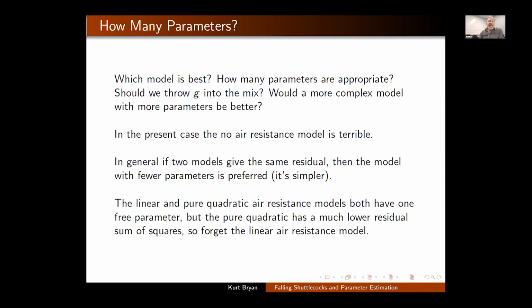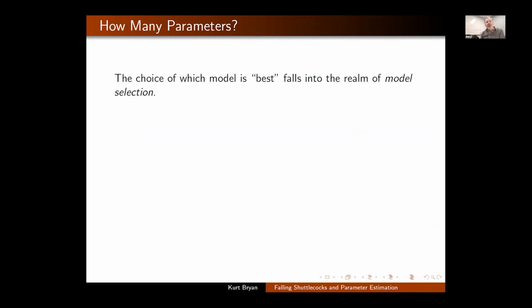And so that's exactly what I just said here. Between the linear and pure quadratic, go with the pure quadratic. But for the remaining models, it's a slightly more subtle question. Of the remaining models, the pure quadratic, the mixed quadratic, and the general power law, which one is optimal? Well, this falls into an area of statistics. I call it model selection.